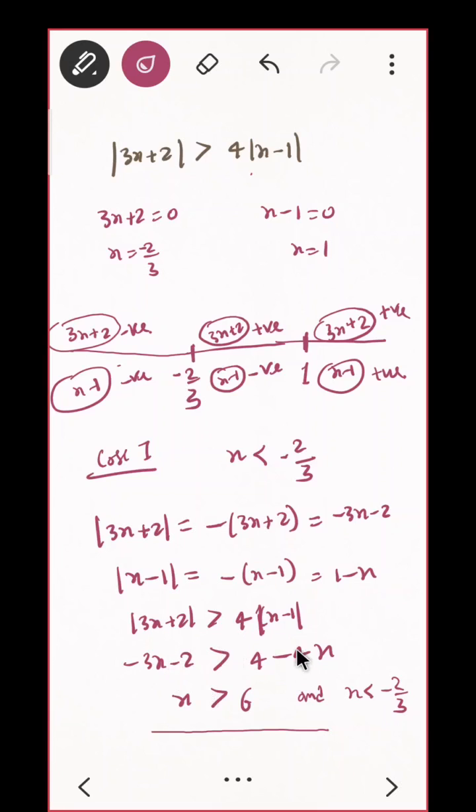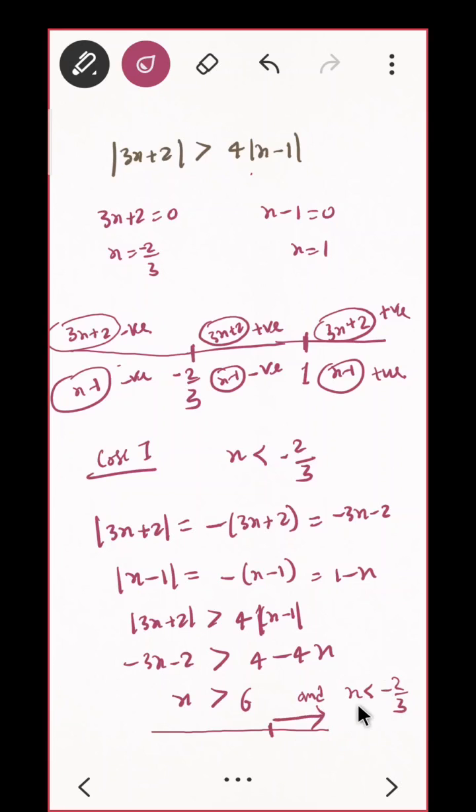Just solve it. Minus 4x was there, we took it to that side, so 4x minus 3x is x, minus 2 is on that side, that is 6. So what do you know about this? This guy is saying x's value is greater than 6.